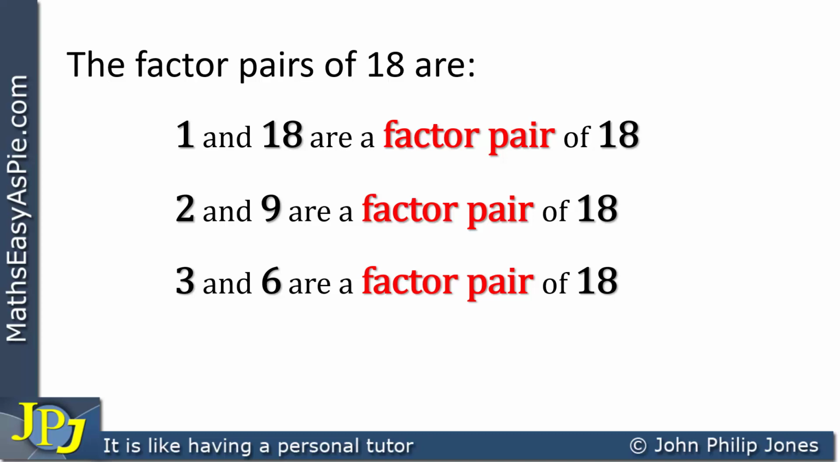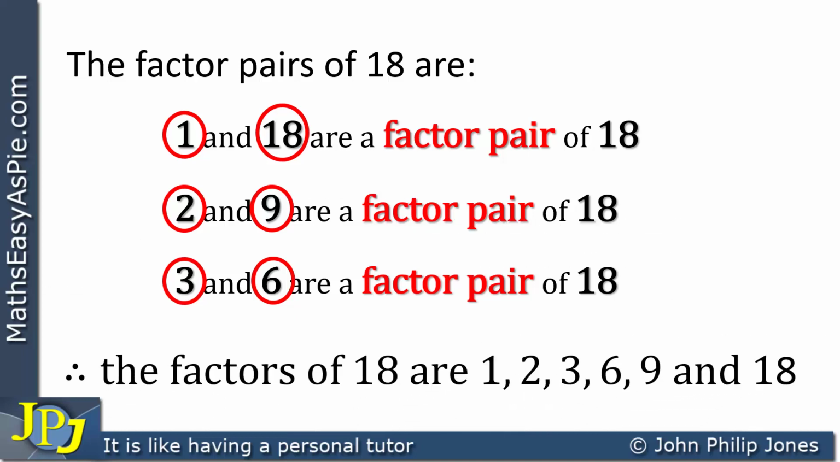So what are the factors? I found the factor pairs, so which are the factors? Well, they're quite simply the 1, the 2, the 3, the 6, the 9, and the 18. And you can see I've highlighted those in ascending order. 1, 2, 3, 6, 9, 18. So I can say, therefore, the factors of 18 are 1, 2, 3, 6, 9, and 18. And you can see I achieve the finding of the factors by looking for factor pairs first.